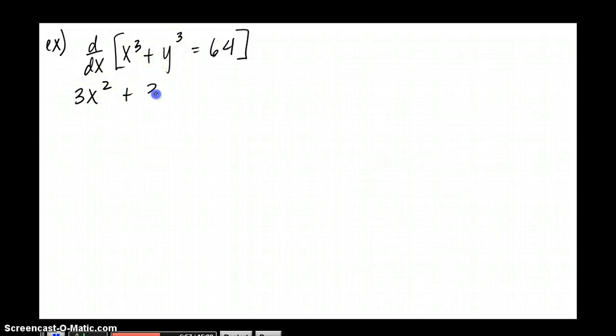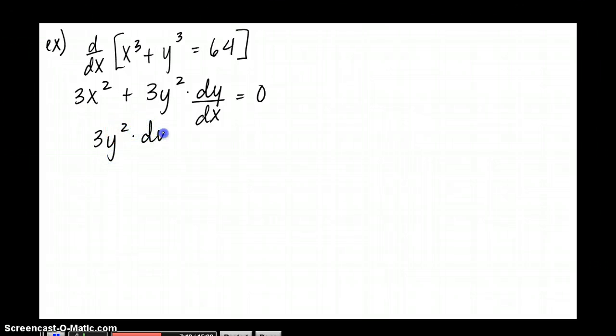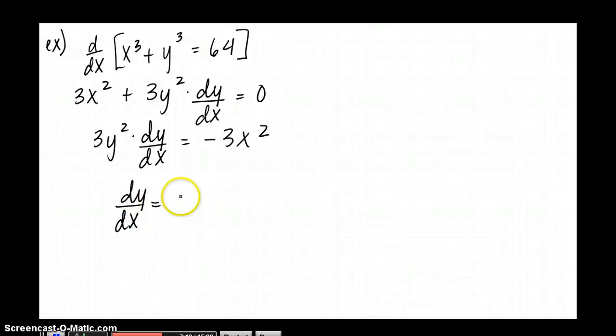Derivative of y cubed, it's the same rule, but because the variables disagree, I need that implicit step. Equals 0. Solving for dy/dx, I'm going to first subtract 3x squared from both sides. Now no factoring needs to be done here. dy/dx equals negative 3x squared divided by 3y squared.